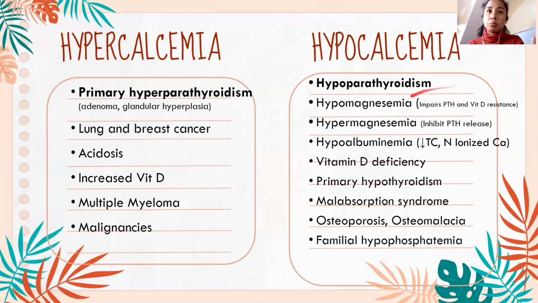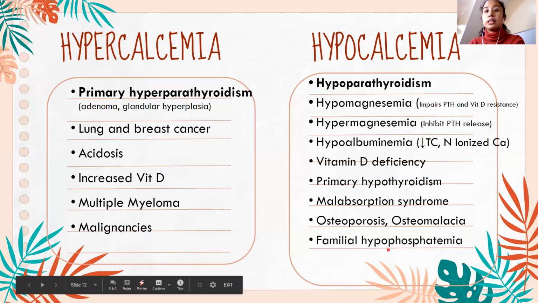Next, hypocalcemia. If there is decreased parathyroid hormone, class, there is hypomagnesemia. When magnesium is too low, it impairs the parathyroid hormone and promotes vitamin D resistance. Suddenly, your body does not respond to vitamin D. Hypermagnesemia as well inhibits parathyroid hormone release. I told you, class, magnesium is antagonistic with your calcium. Vitamin D deficiency, or avitaminosis: if there is a lack of vitamins, calcium cannot be absorbed in the intestine. Then malabsorption syndrome, osteoporosis, osteomalacia, so there is not enough calcium in the bones, and hypophosphatemia.